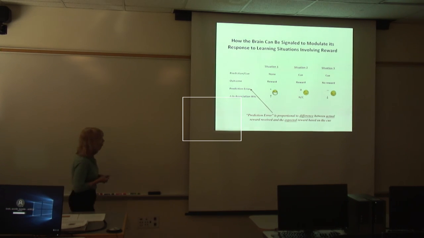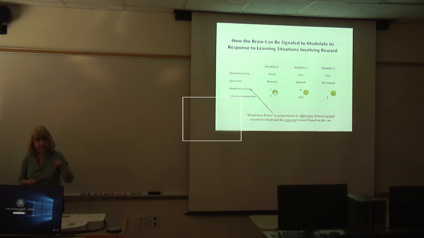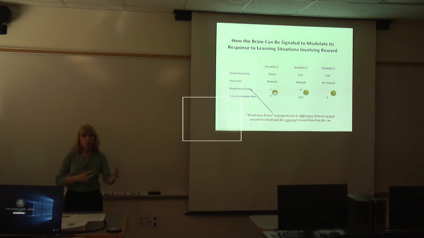So prediction error is proportional to the difference between the actual reward you got on that trial and the expected reward based on all your past history with whomever you were dealing with or whatever experience you were having. Your brain makes a prediction and says, huh, I didn't get exactly what I expected. Maybe I should alter my behavior next time. Or I got more than I expected. I'm definitely altering my behavior next time.